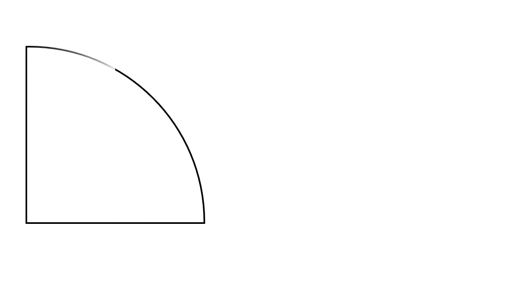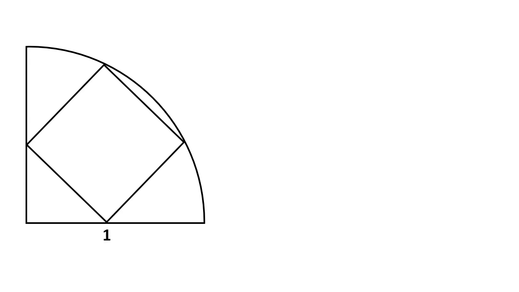So the problem states that we have a quarter circle and a square inscribed in it such that the corners touch the curvature of the circle. We know that the radius of the circle is 1, and we want to find the area of this square.